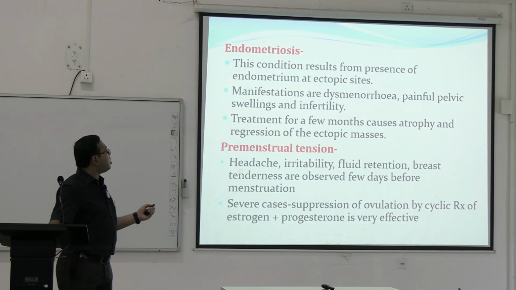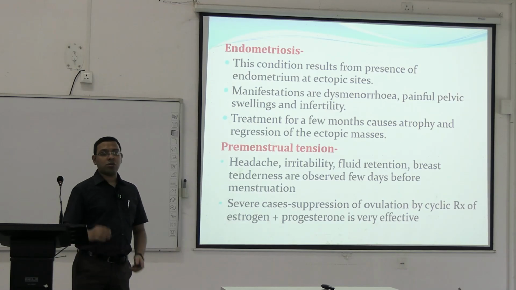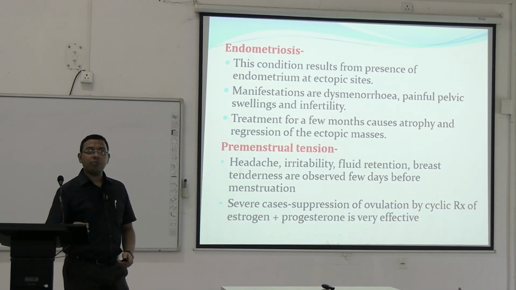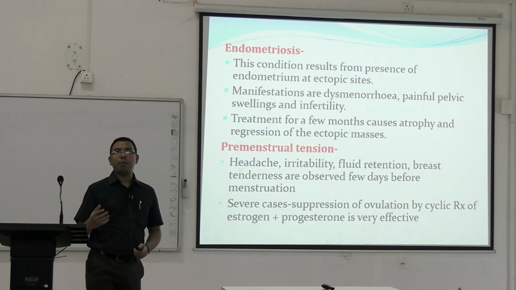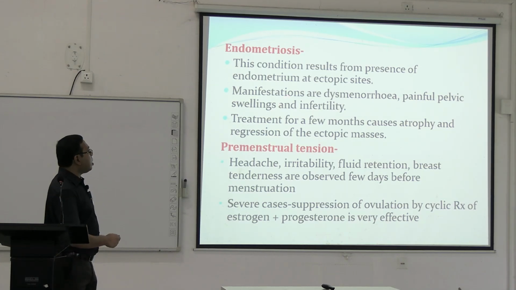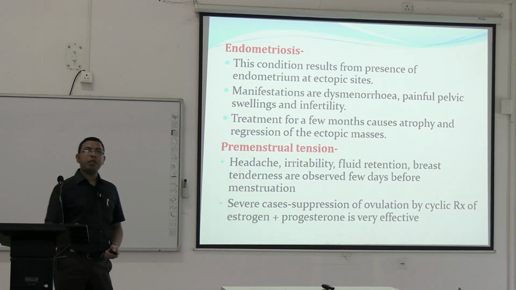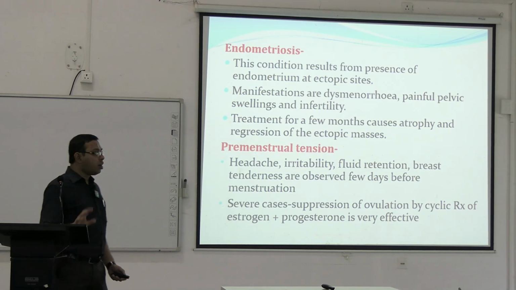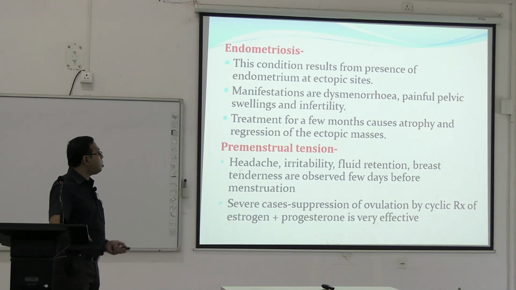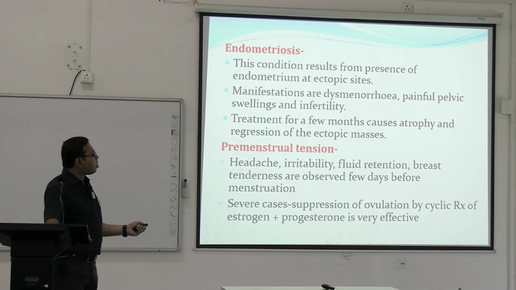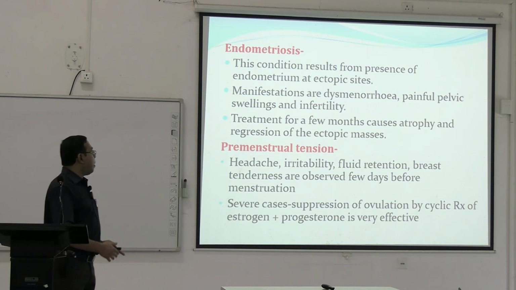Endometriosis. Endometriosis is a disease, the presence of endometrium at ectopic sites, that is, sites where the endometrium should not be. Here also there may be infertility and more bleeding. Dysmenorrhea, painful pelvic swelling and infertility can all happen due to endometriosis, which is a disease. Here also the treatment is usually a combination of estrogen and progesterone. It ultimately causes atrophy and regression of the ectopic masses, the ectopic endometrium.